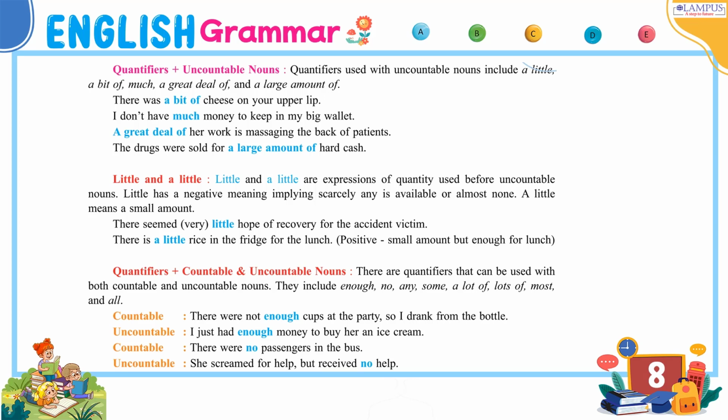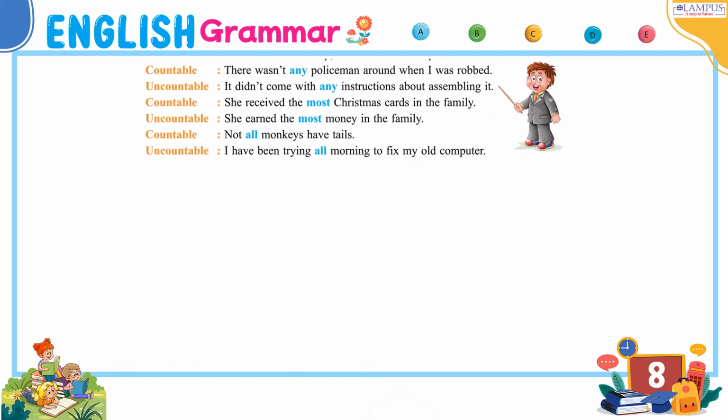Countable. There were no passengers in the bus. Uncountable. She screamed for help, but received no help. Countable. There wasn't any policeman around when I was robbed. Uncountable. It didn't come with any instructions about assembling it. Countable. She received the most Christmas cards in the family. Uncountable. She earned the most money in the family.